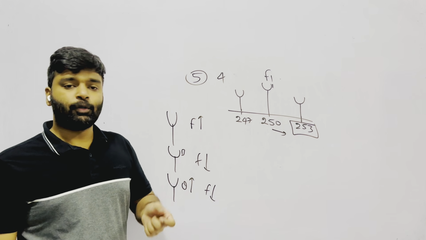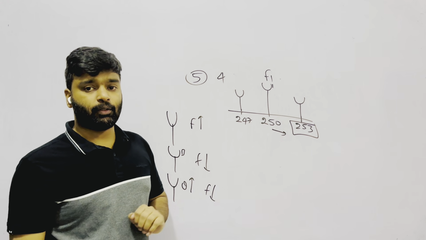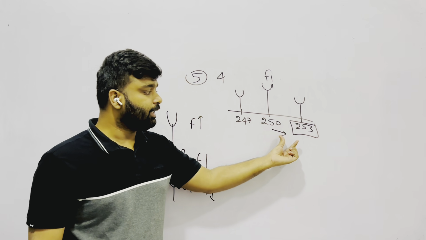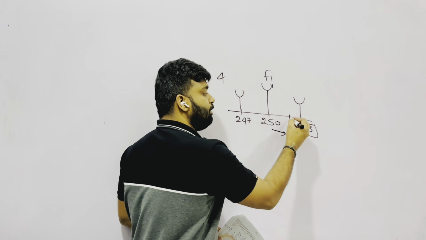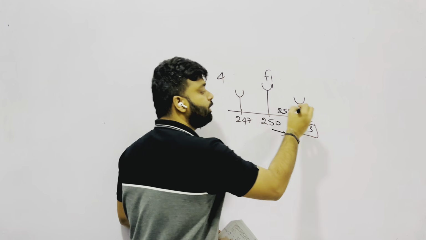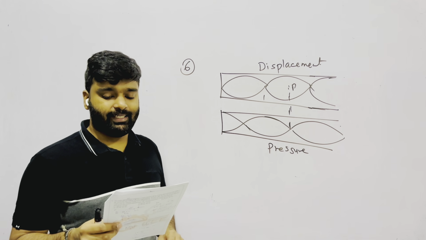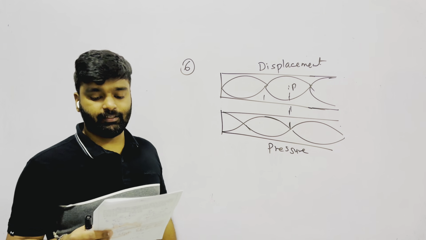They can ask one more question. They can ask for the new frequency of the first tuning fork. Now the gap is 1. Therefore, the new frequency will be 252 Hz. Right. In question number 6, the displacement graph is given.